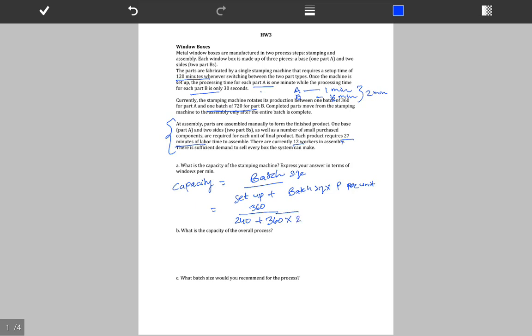After this, it's just about solving these equations. So 360 divided by 240 plus 720, that is 360 divided by 960, and this comes out to be 0.375 windows per minute.